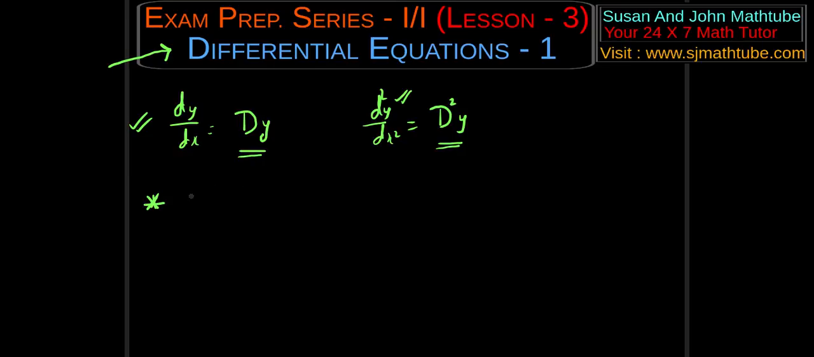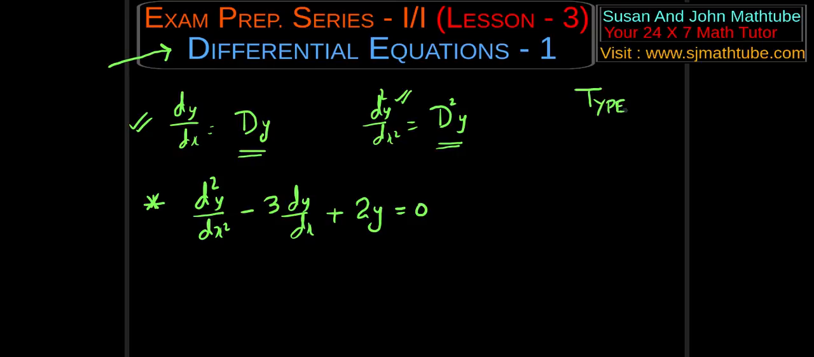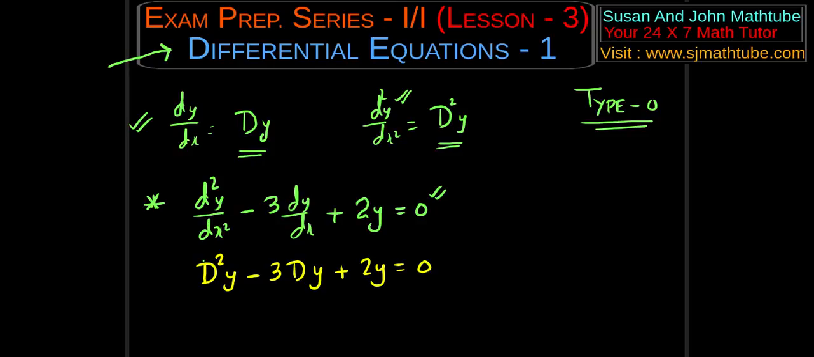Okay, let's start with the differential equation. D square y by dx square minus 3 dy by dx plus 2y equal to 0. We are going to start with type 0. And type 0 means the right side of our second order differential equation will be 0. So the first thing to do is convert this into capital D. You can write this as D2y minus 3 capital Dy plus 2y equal to 0.